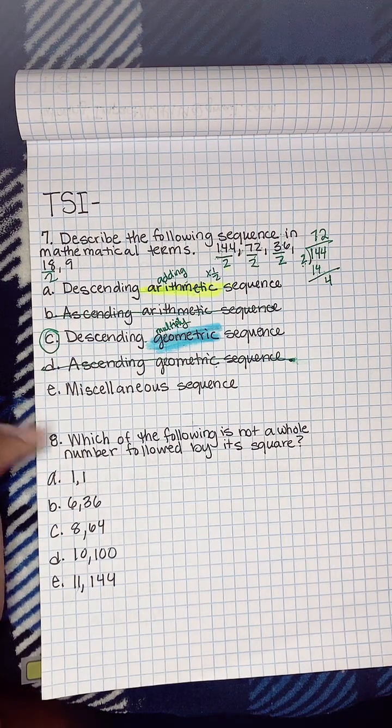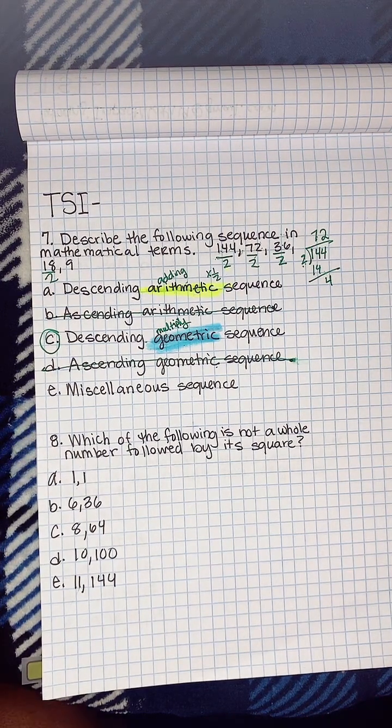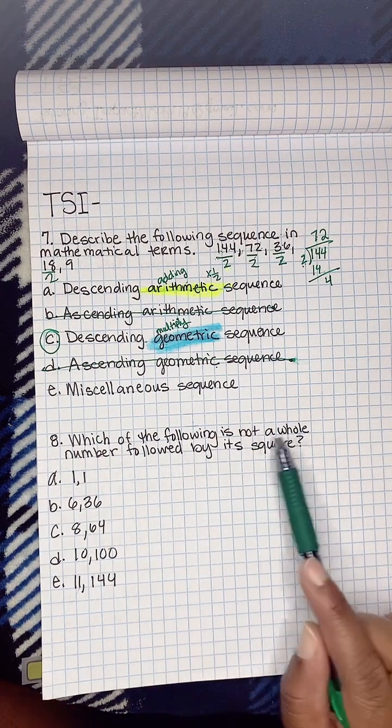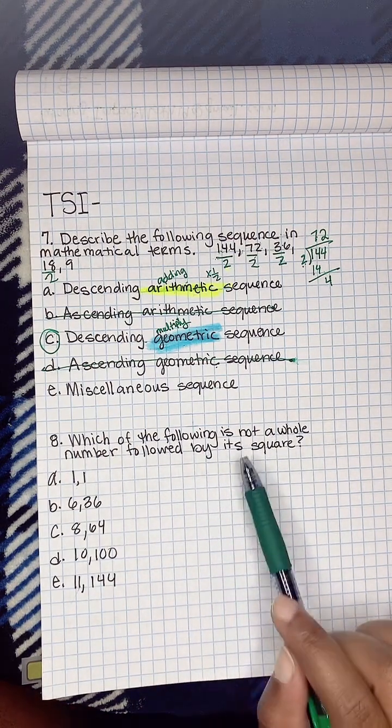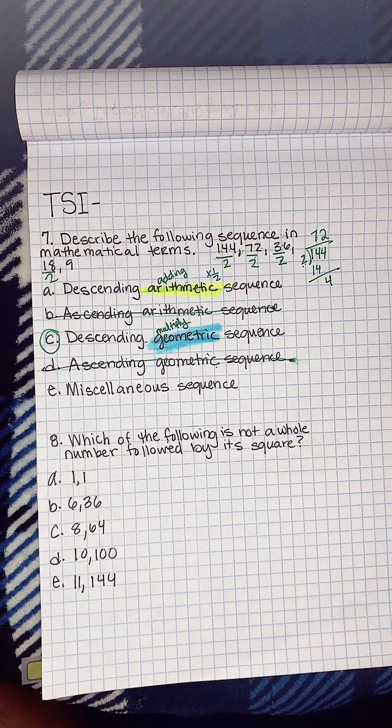All right, let's jump to number 8, you guys. Which of the following is not a whole number followed by its square?